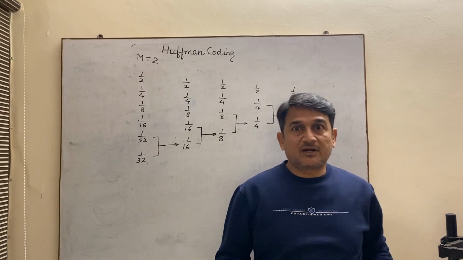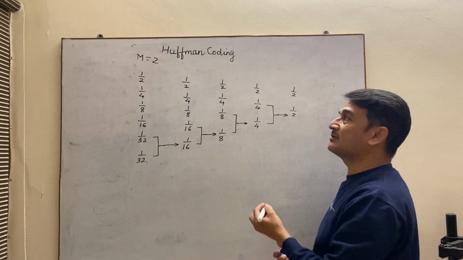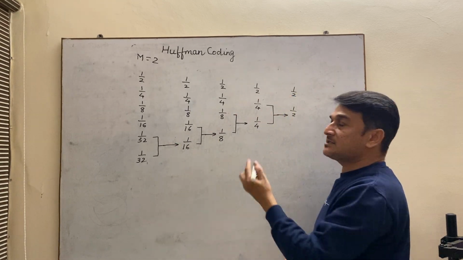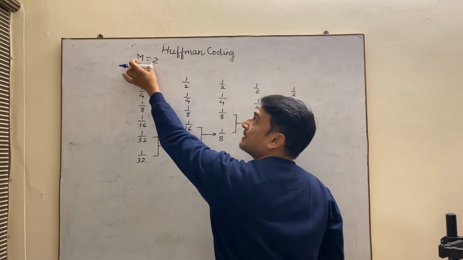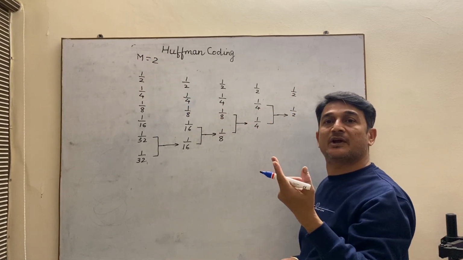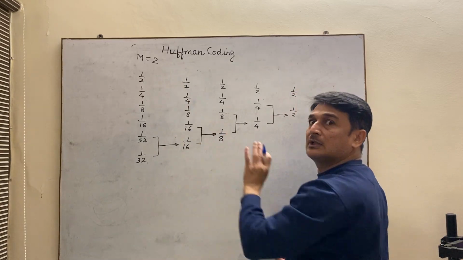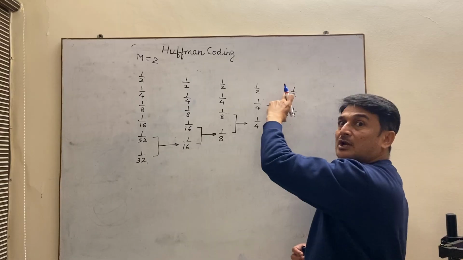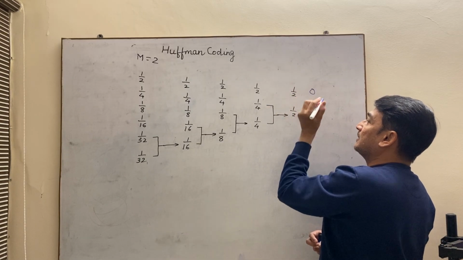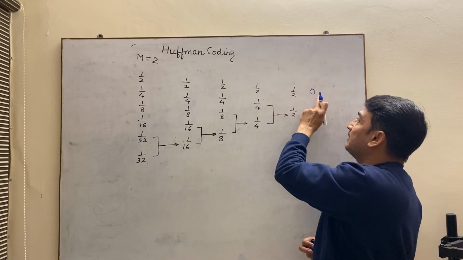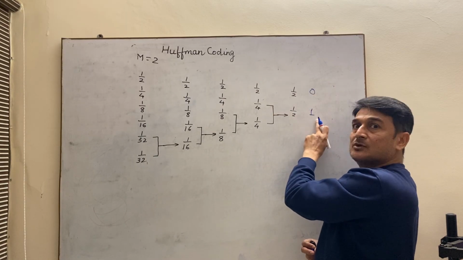I am using a different color of marker for this to understand the concept. The thing is, now we have to give two symbols because we are using m is equal to 2. Two symbols, that means 0 and 1, to bottommost two values of all the columns. In this column there are only two values, so one message will be given the code as 0, the another message will be given the code as 1.